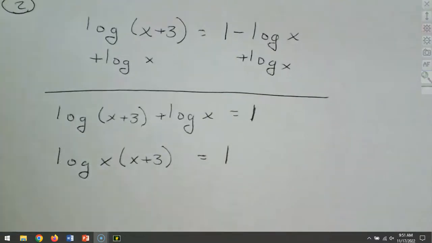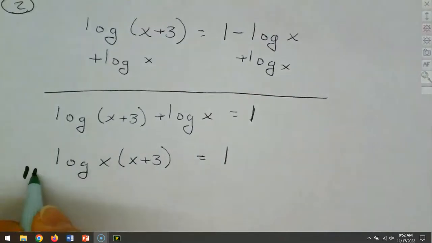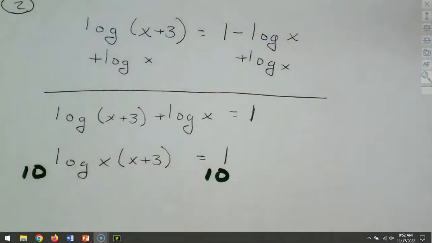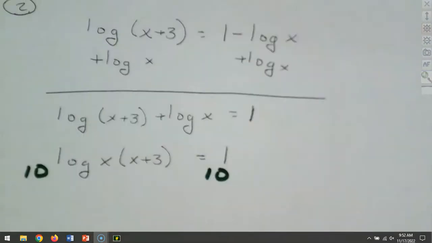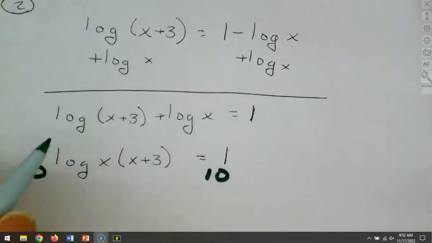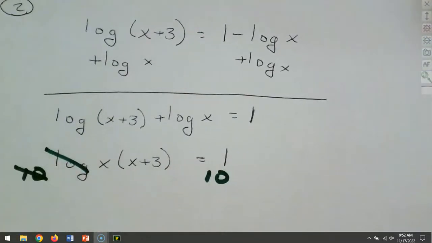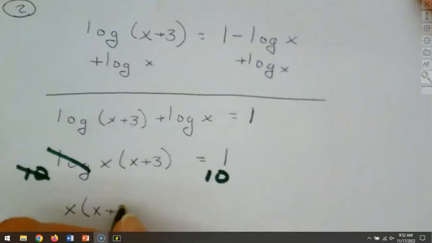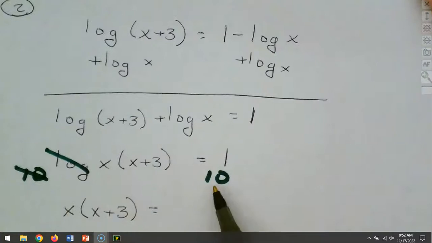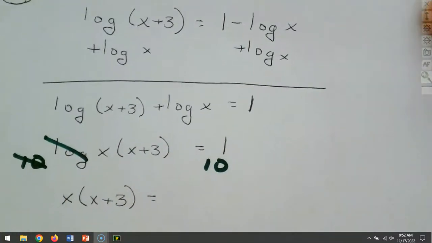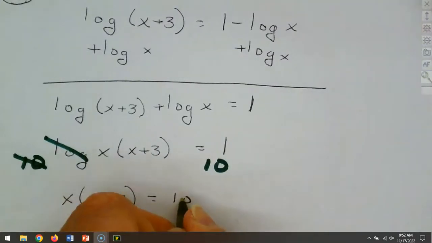Now, how do I get rid of a logarithm that's base 10? Just like we did on the last one, we need to get rid of that log base 10, so I'm going to take both sides to the 10th power, or 10th base. That's going to get rid of this logarithm and that 10. Now, what about on the right-hand side? The left-hand side is simply going to come out as x times x plus 3. There's nothing to worry about there. What about 10 to the first power? Well, any number to the first power is itself. So 10 to the first power is simply 10.